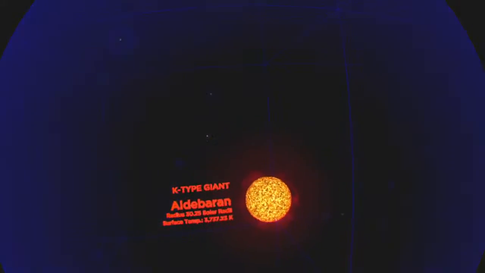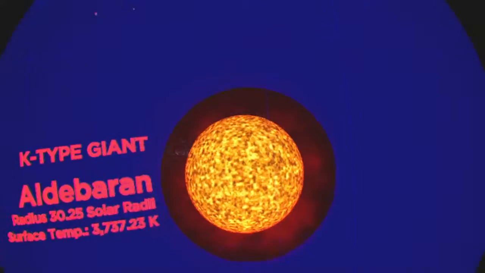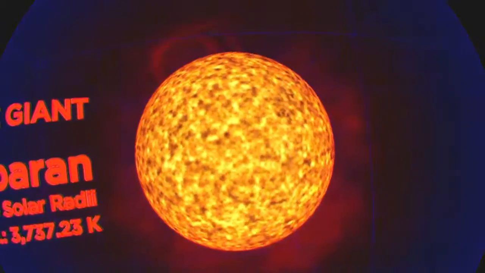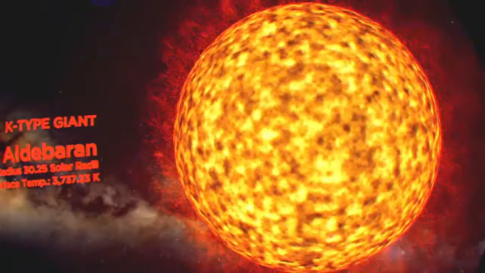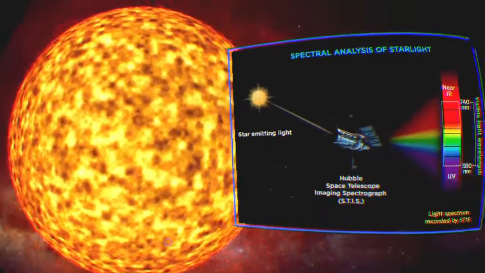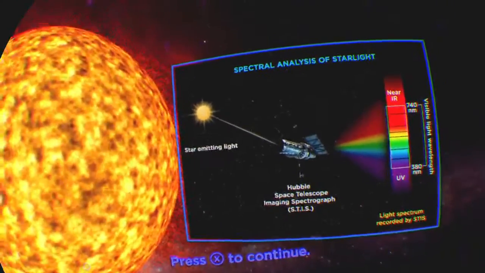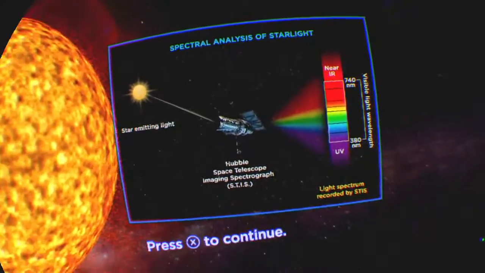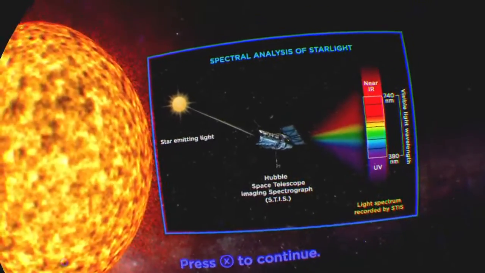Aldebaran is a red giant after its first dredge-up stage, during which material from deep within was brought up to the surface by convection, indicated by fingerprints of carbon, oxygen, and nitrogen in the photosphere spectrum. Scientists can determine the composition of stars or other astronomical objects by analyzing the light emitted from them using instruments such as the Hubble telescope's imaging spectrograph.